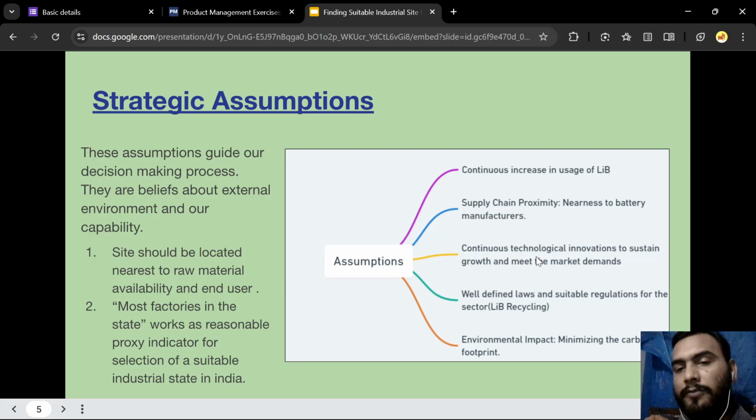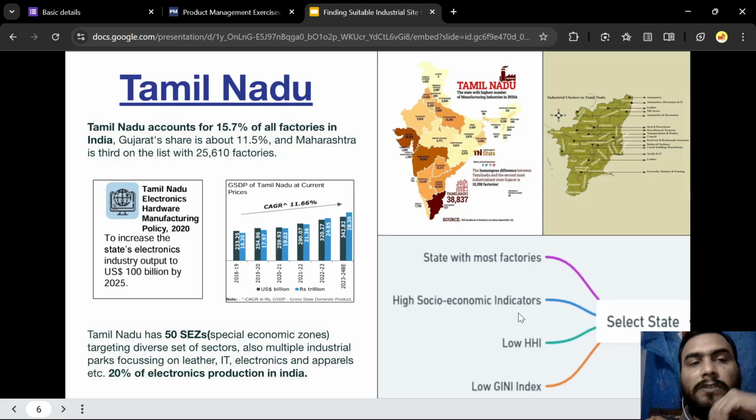And there will be continuous technological innovation in a sustainable way in this recycling process. And again, the assumption regarding regulatory and government compliance is that there will be more established guidelines across the industry on how this recycling has to occur, and what processes and methods can be applied to it. And next, I have chosen the state of Tamil Nadu.